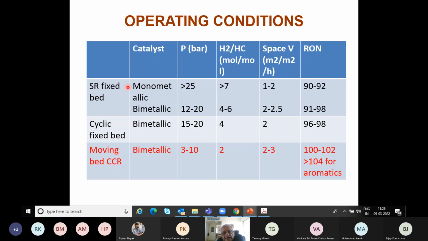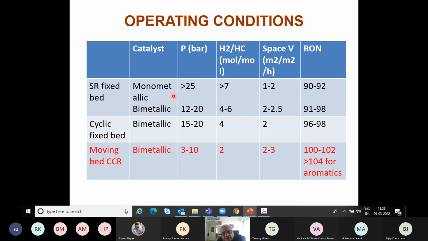In the semi-regenerative reformer, the catalyst is a bimetallic catalyst, but it is in the form of an extrudate. That means, like the sevai noodles we eat, it is that long noodle-type thing, about 1.5 millimeter diameter, 2 or 3 millimeter long. So these are what we call extrudates.